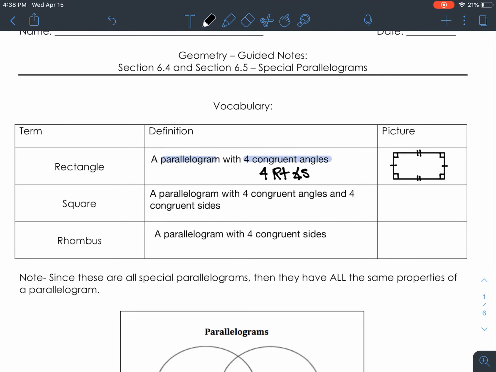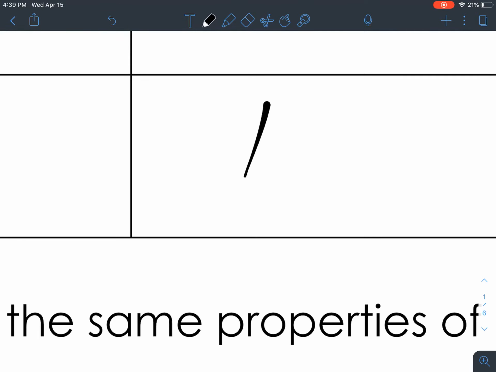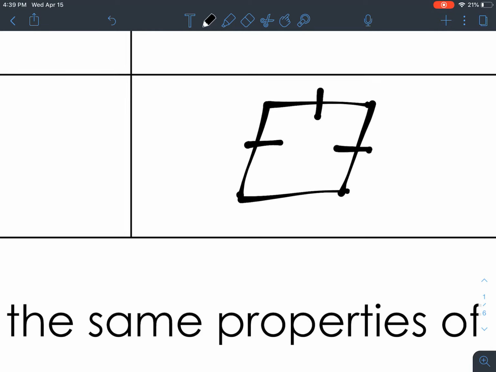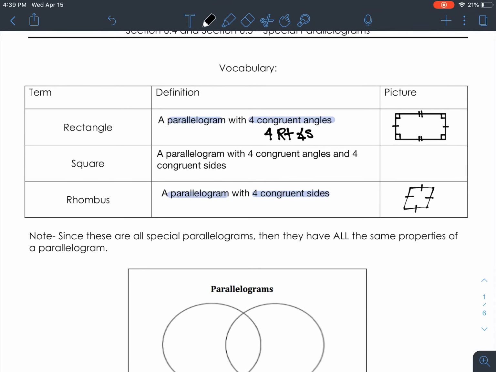All right, let's actually pop down to a rhombus. A rhombus is, once again, a parallelogram, so it has all 7 of those properties, but this time it has 4 congruent sides. To draw that, you're going to draw like a slanted square. This is still a parallelogram, but the difference is that we now have all 4 sides congruent.